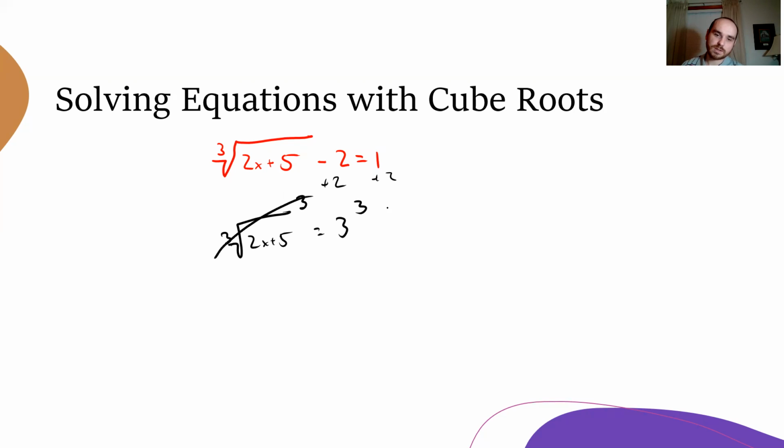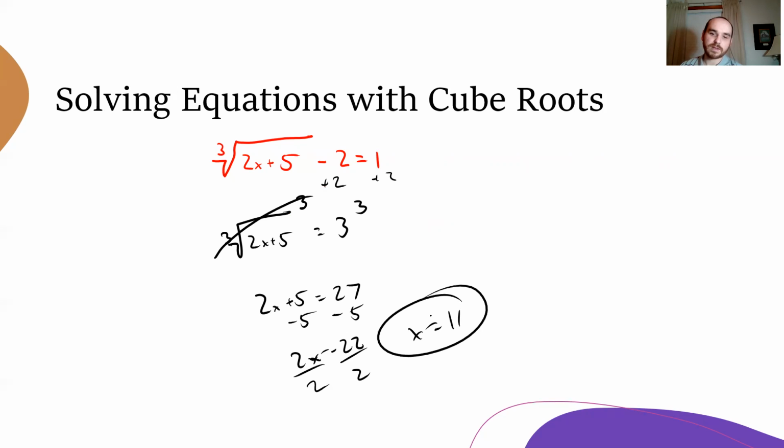So that'll get rid of this. And we have 2x plus 5 equals 27. Subtract 5. 2x equals 22. And of course, everybody here should easily be able to tell that x is equal to 11. So solving things with cube roots and square roots isn't too difficult.